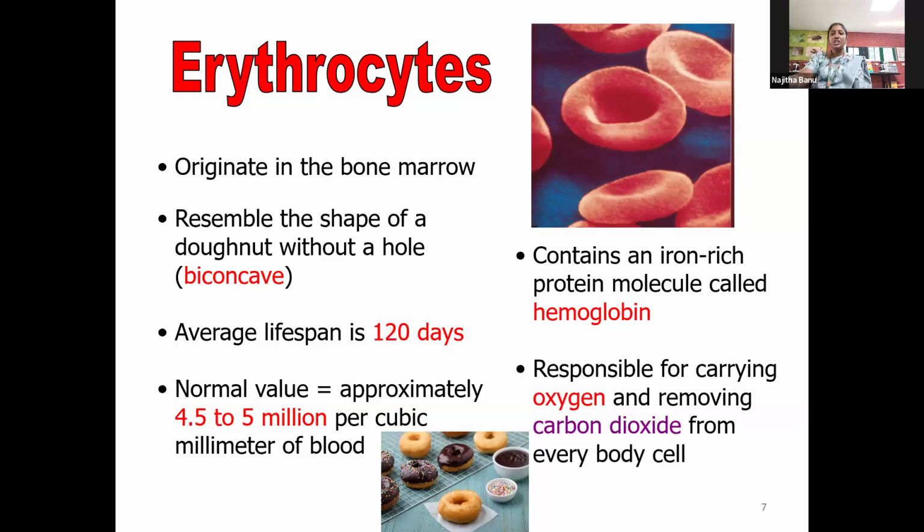The average lifespan of an RBC is 120 days. It means cyclically, after 120 days, it will be destroyed, usually in the spleen. Hemoglobin is a very, very important factor present in your RBCs. It is an iron-rich protein molecule. You may have come across this word hemoglobin. If the hemoglobin level is low, it means a condition of anemia, right?